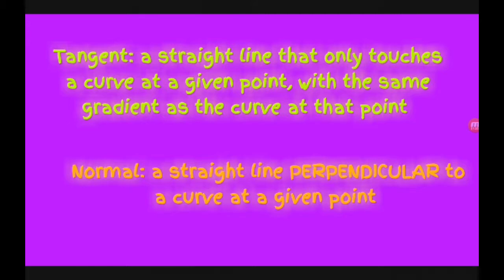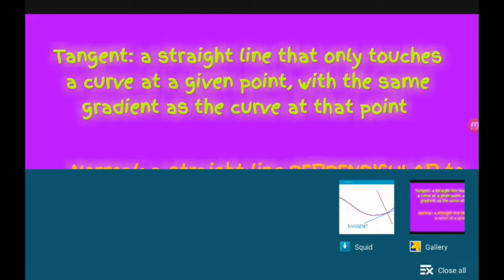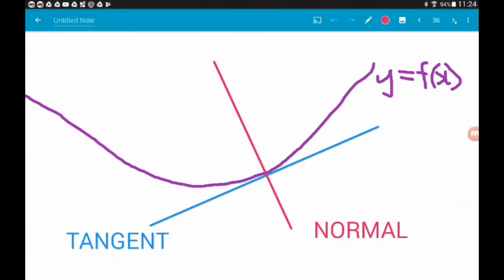So, for example, if we have some function y equals f of x, here our blue line is tangent to the curve, so it only touches the curve at this given point. And the normal is the red line here. It's perpendicular to the tangent at this point, so it's perpendicular to the curve at this point.